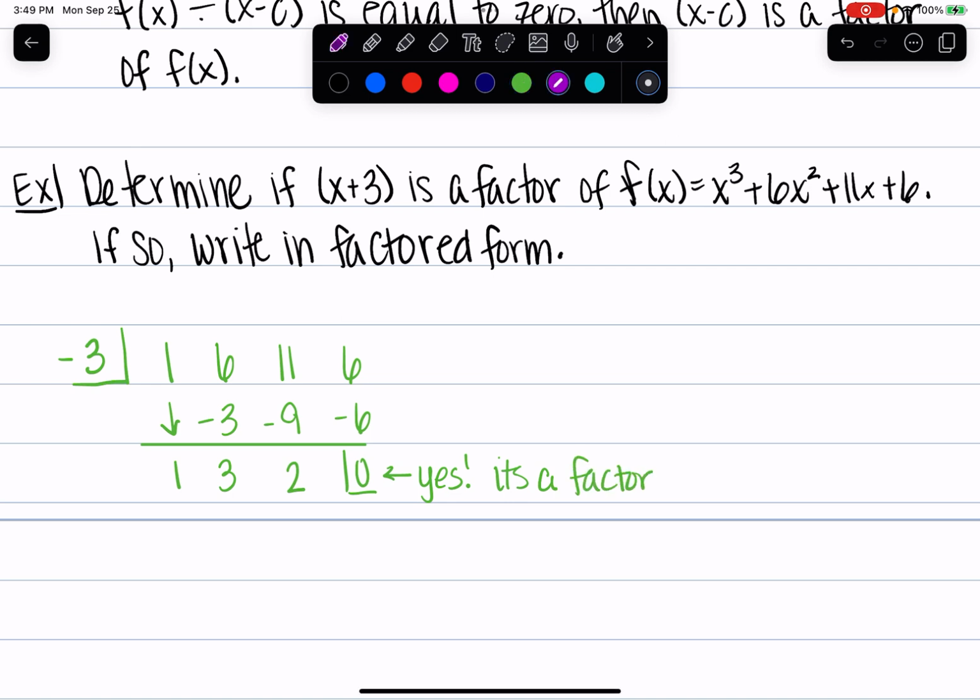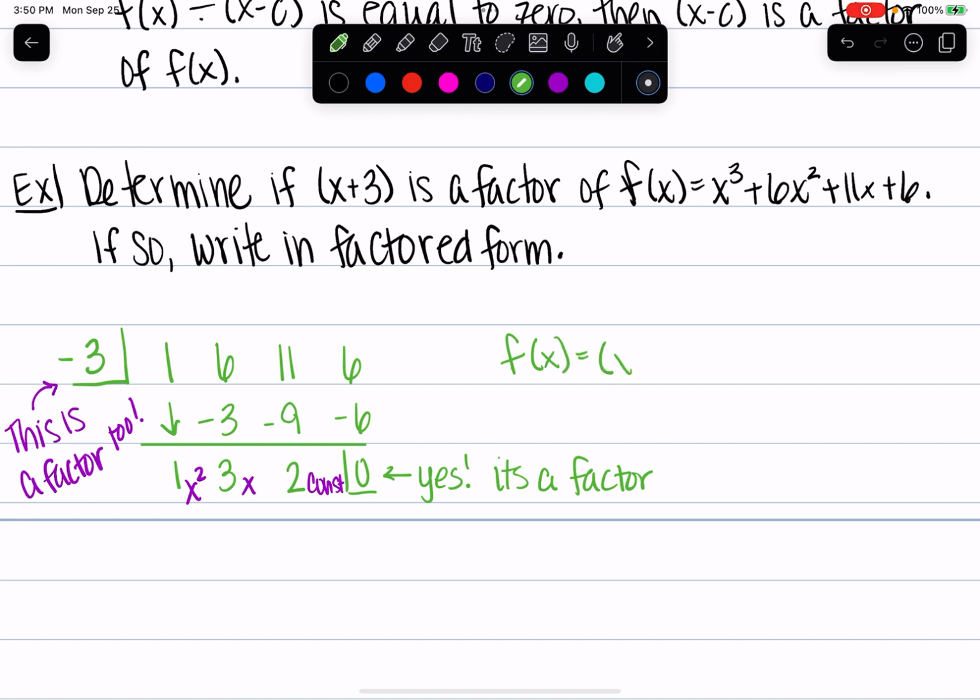Now, remember, this is your constant. This is your x, and this is your x squared. This is also a factor now. So when I go to write this up, I'm going to say, okay, well, I have f of x is equal to x plus 3, and then we have x squared plus 3x plus 2.